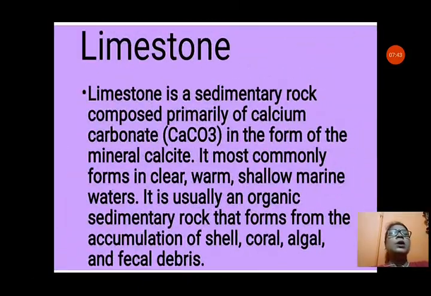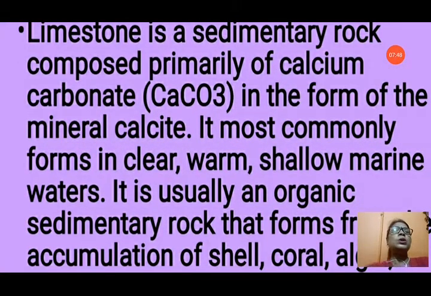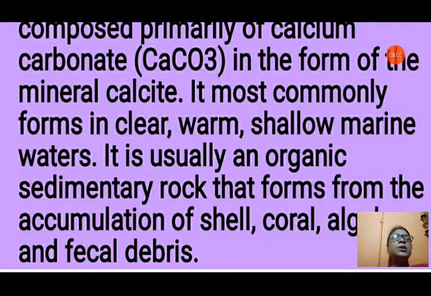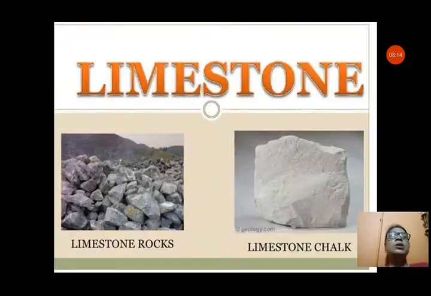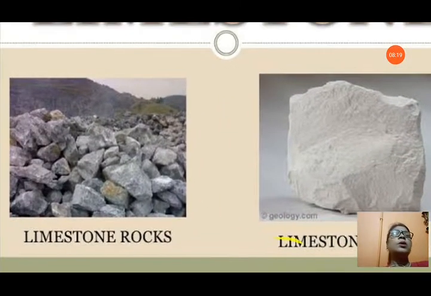Now limestone. Limestone is a sedimentary rock composed primarily of calcium carbonate, CaCO3, in the form of mineral calcite. It mostly forms in clear, warm, shallow marine waters because marine water contains calcium carbonate. Shells, coral, algae and fecal debris die and accumulate under the water bodies, and after millions of years they harden to become limestone. You can see the picture of limestone rocks and limestone chalks also. It is also used as chalk.